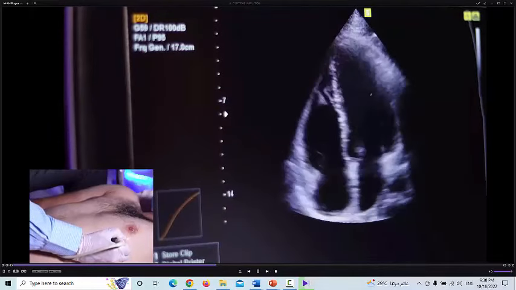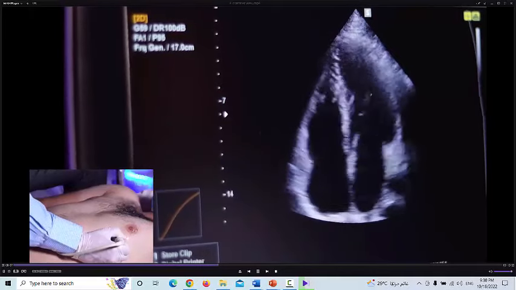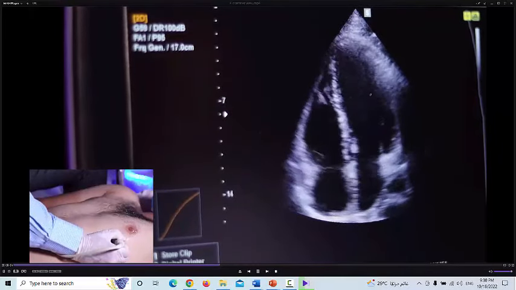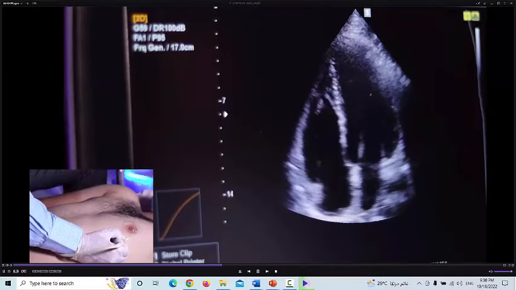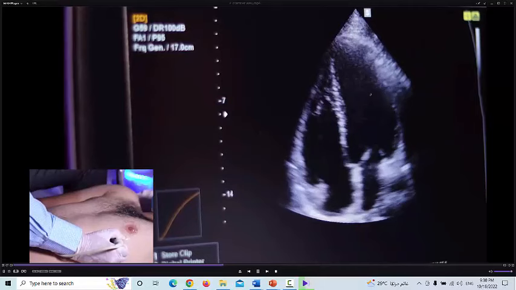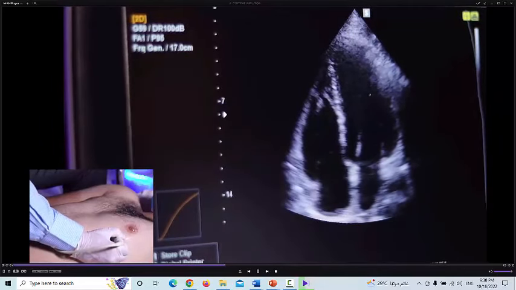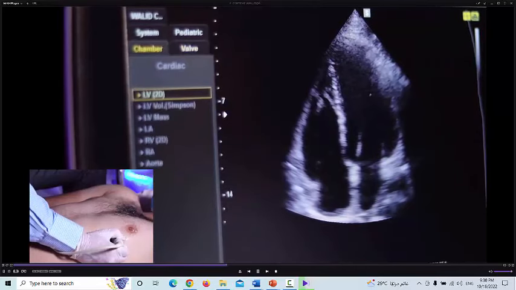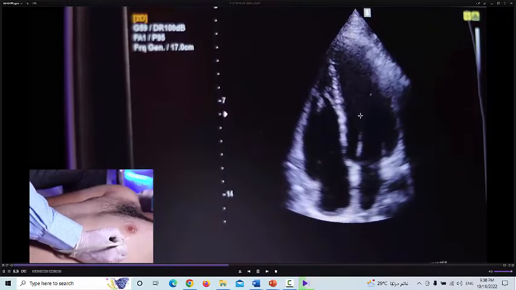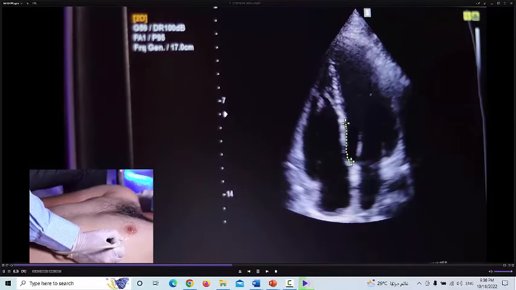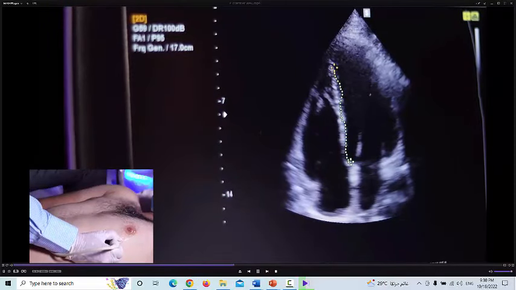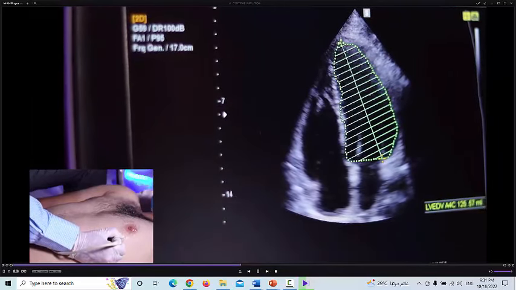Okay, I will press freeze. I will visualize the maximum volume. Okay, the maximum volume. I will press measure. This is the end diastolic diameter. I will measure the end diastolic diameter. This is 125. This is the end diastolic diameter.